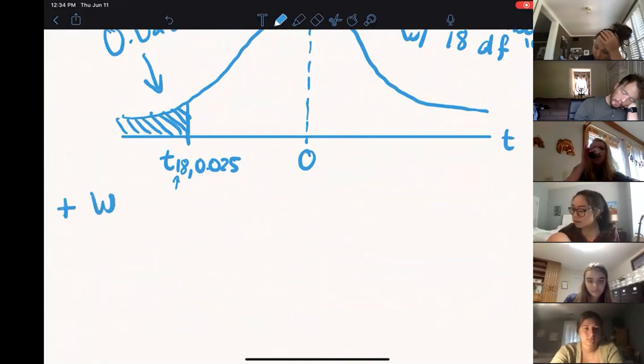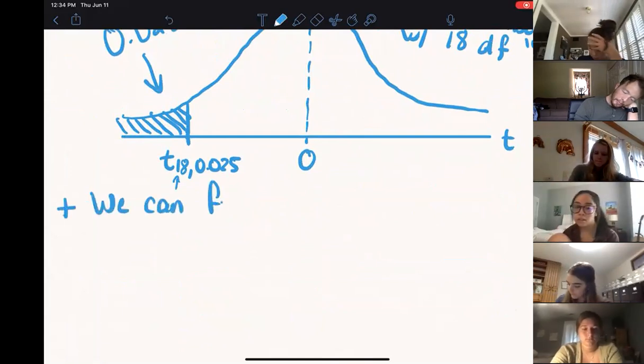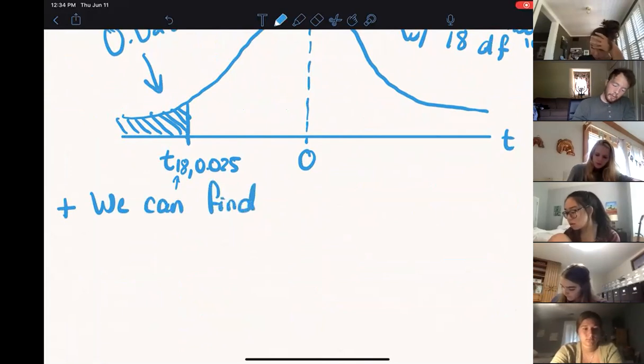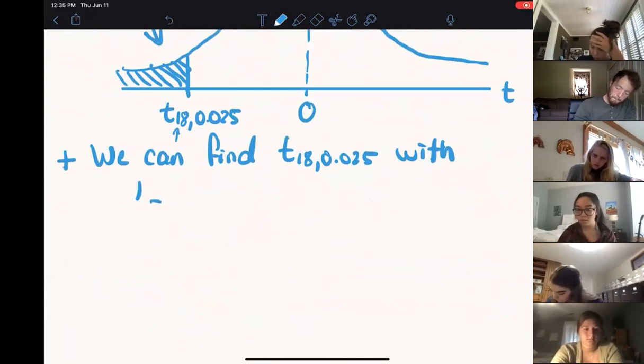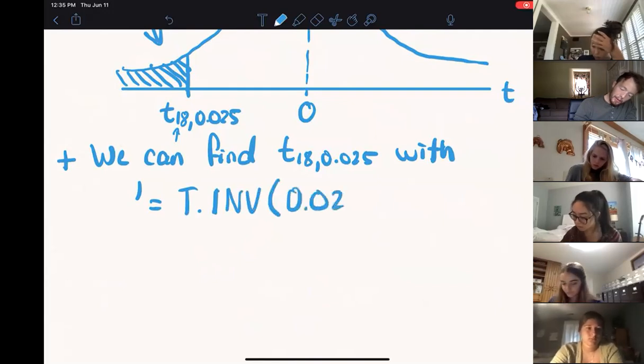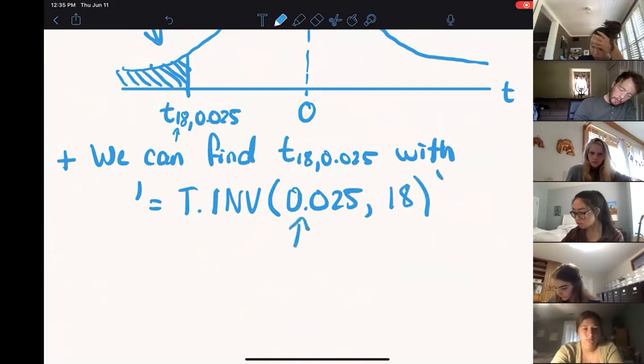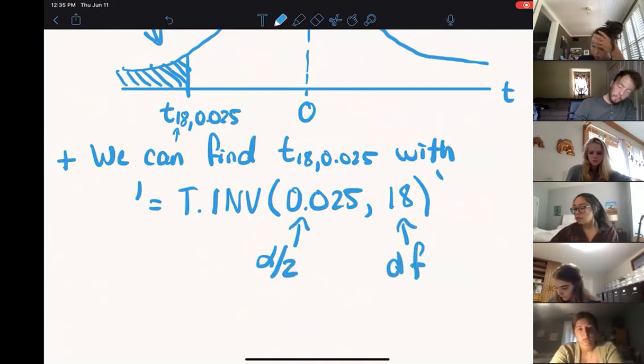We can find t of 18, 0.025 with t.inv of 0.025, comma, the degrees of freedom 18. So this is alpha over 2, and this is degrees of freedom. If you plug that into Excel, it'll actually just give it to you.